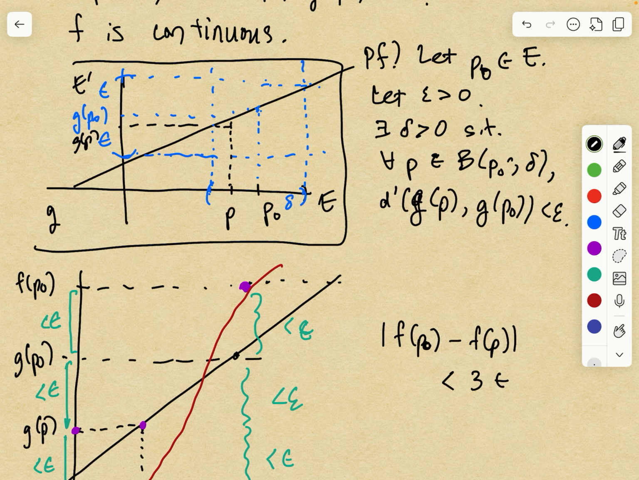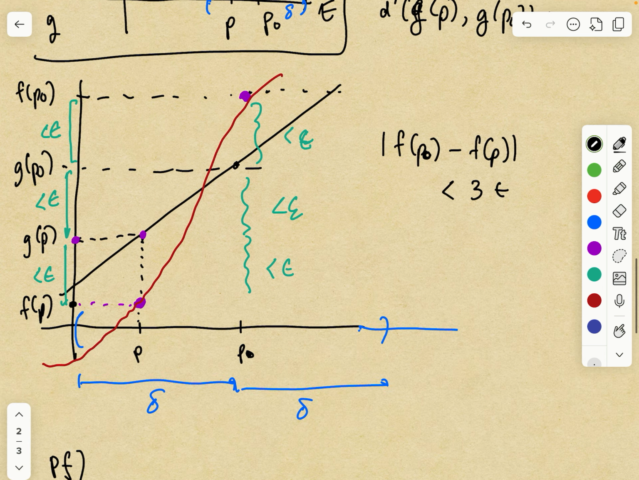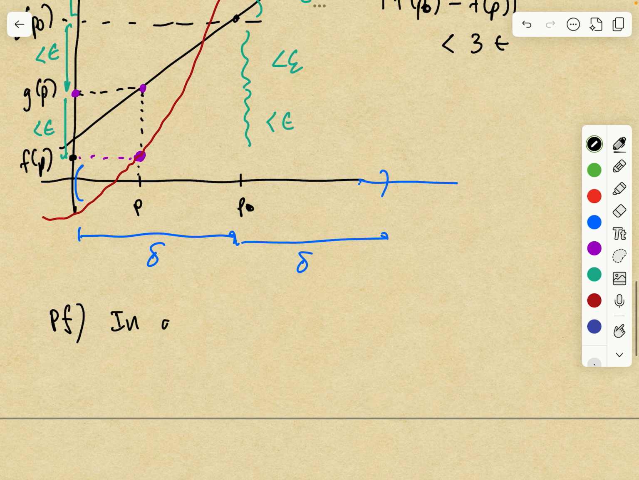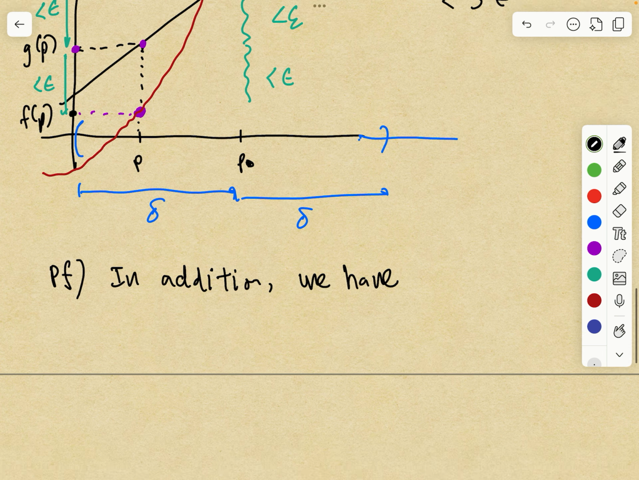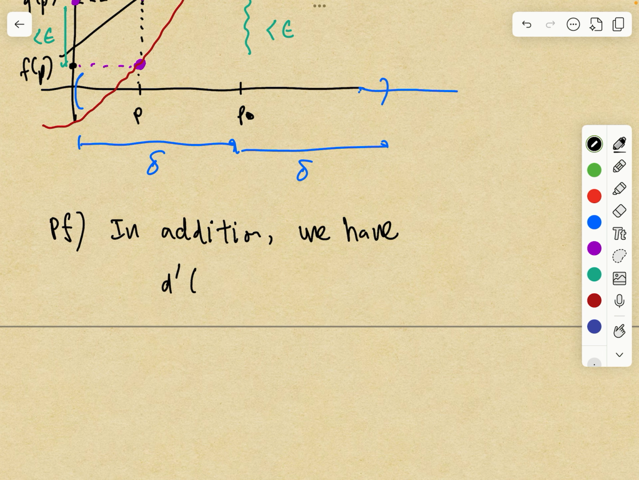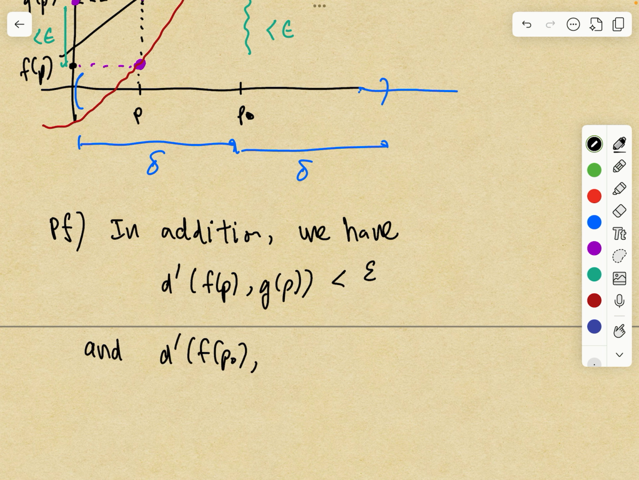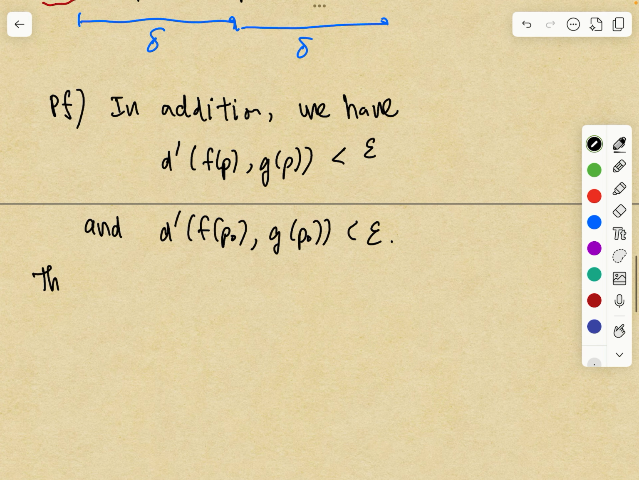P naught is in E, let epsilon be greater than 0. There's a delta such that for all P in the delta neighborhood of P naught, the distance between g of P and g of P naught is less than epsilon. And in addition, we have that the distance between f of P and g of P is less than epsilon, and the distance between f of P naught and g of P naught is less than epsilon. And therefore, now we're able to get the bound by the triangle inequality.